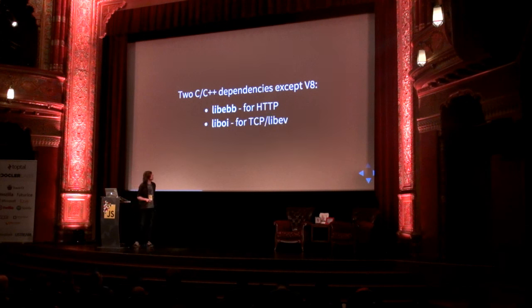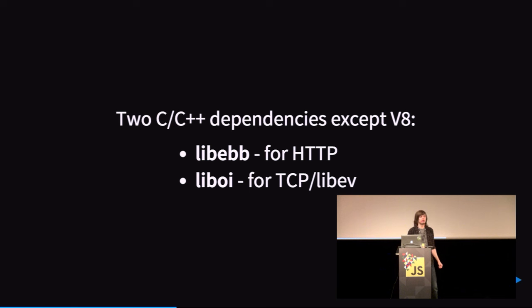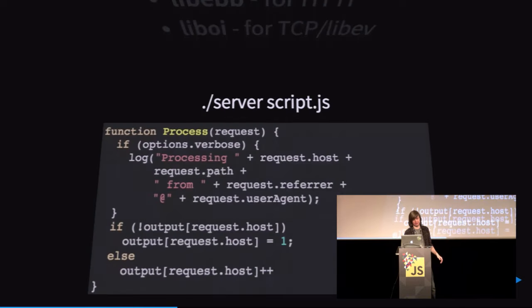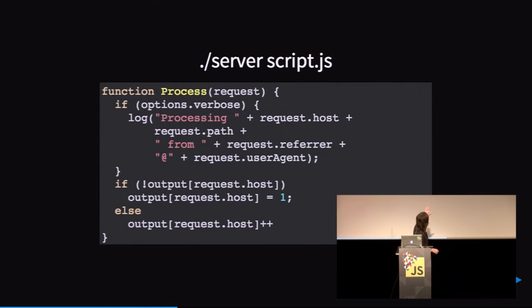The second dependency is liboi, which stands for Library for Output Input. It was used to create the TCP server, and it was running on top of libuv. So it's kind of an implicit dependency, so I didn't mention it in this list. Here is how the first ever JavaScript user code looked for Node.js. It was just a single global process function which accepted a request argument and performed some stuff.